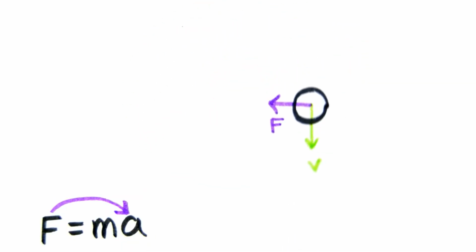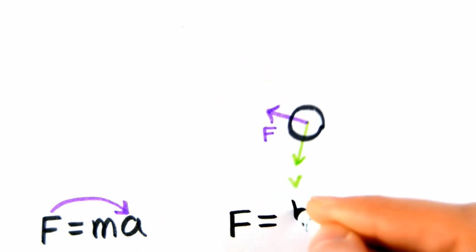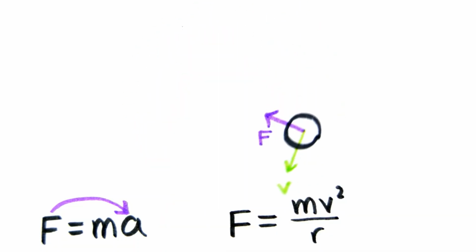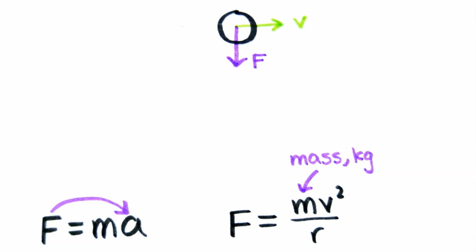A centripetal force must be occurring here in order to produce this acceleration. The formula for centripetal force is F equals m v squared over r, where m is the mass of the body undergoing circular motion, v is the velocity, and r is the radius of the circle.